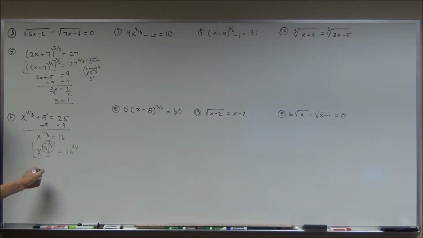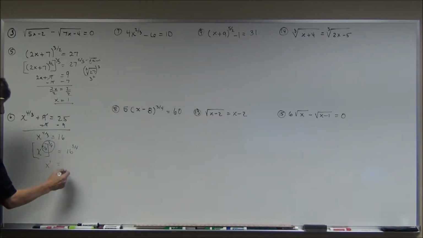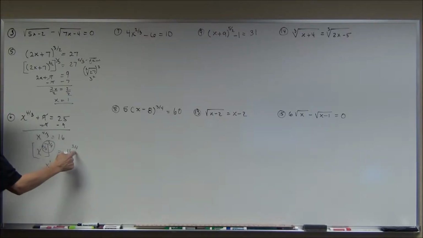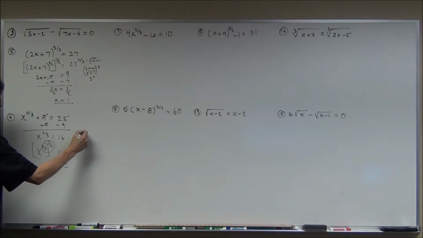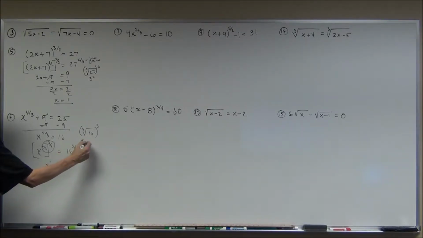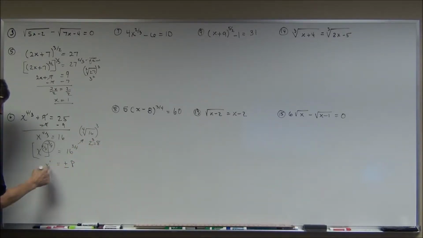Again, power to a power, you multiply, that's just x to the first, or x. But over here, I am going to have plus or minus. I either can take the 4th root of 16 and then cube it, or cube 16 and then take the 4th root of it. Since 16 is 2 times 2 times 2 times 2, I'm going to take the 4th root of 16 and then I'm going to cube it. That's what this is equal to. The 4th root of 16 is 2, the principal 4th root of 16 is 2, which cubed is 8. So it's going to be positive 8 or negative 8.